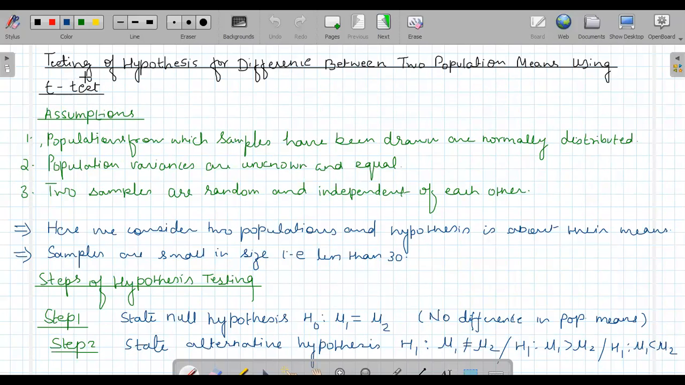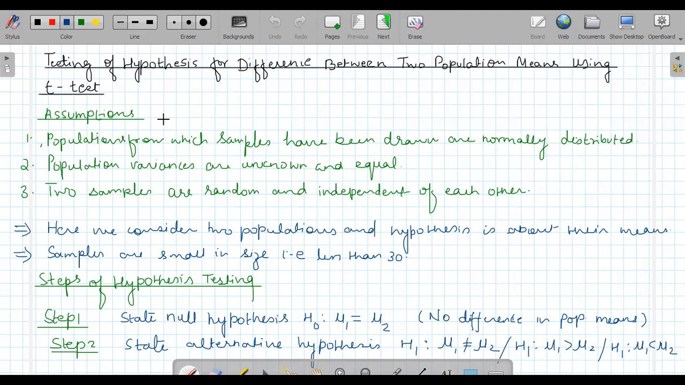इससे पहले we have done the testing of hypothesis for difference between two population means using z-test. Z-test तब हम use करते हैं when population standard deviation is known and sample size is greater than 30. But when the sample size is less than 30, or if we are dealing with two populations and if we draw samples from those two populations with sample size less than 30, in that case also we use t-test, provided population standard deviation also not known here.